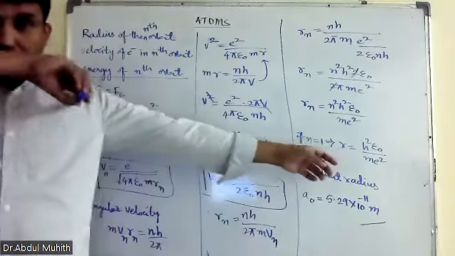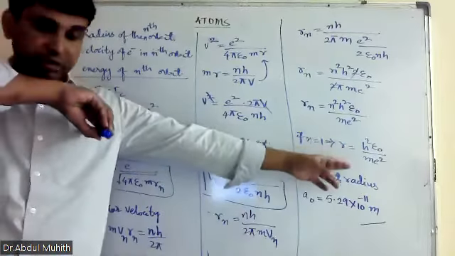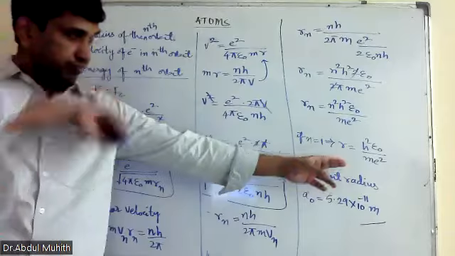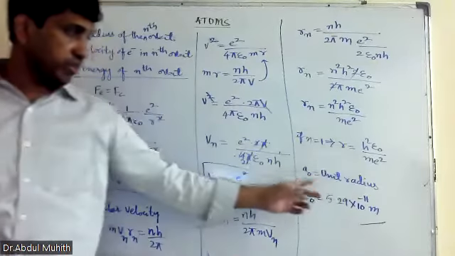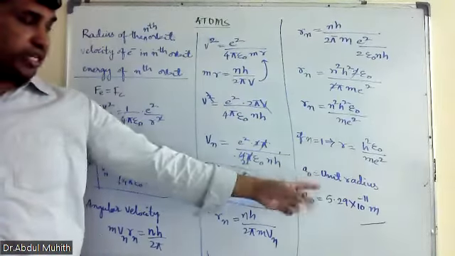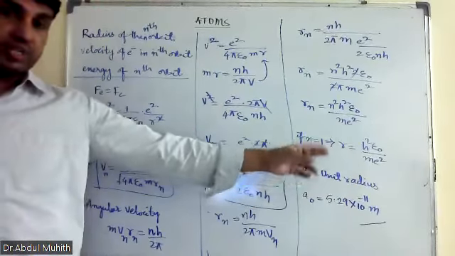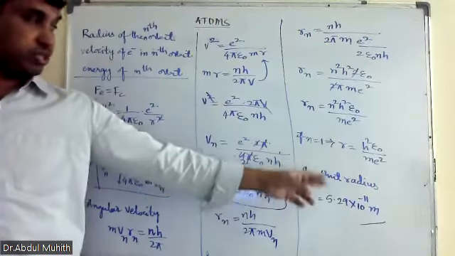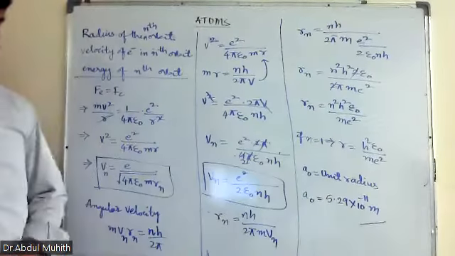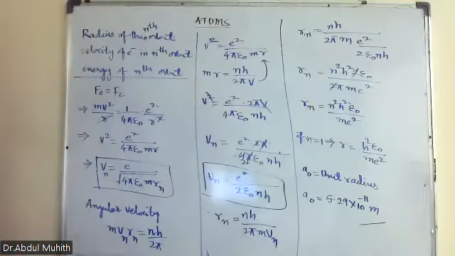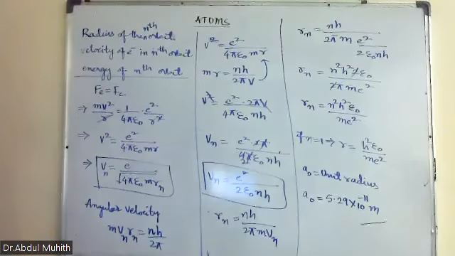r is equal to h square epsilon 0 by pi m e square. So a0 is the unit radius. If you substitute all the values, Planck's constant, permittivity of free space, mass of the electron, charge of the electron, you'll get this answer. Is that clear? All of you? Yes?